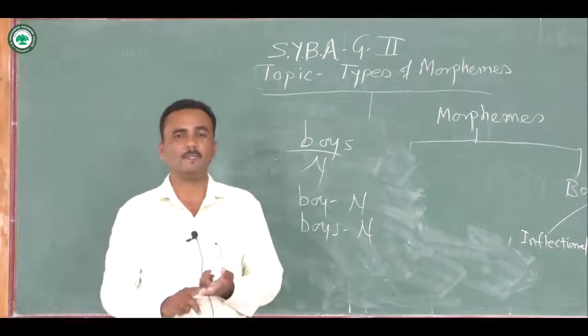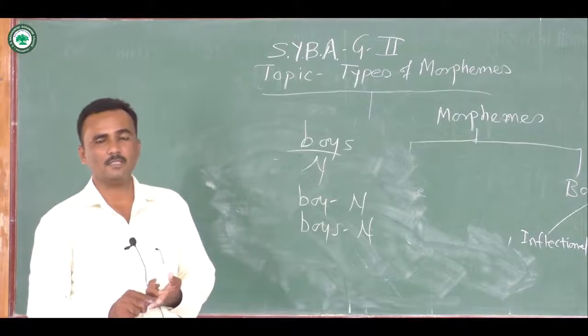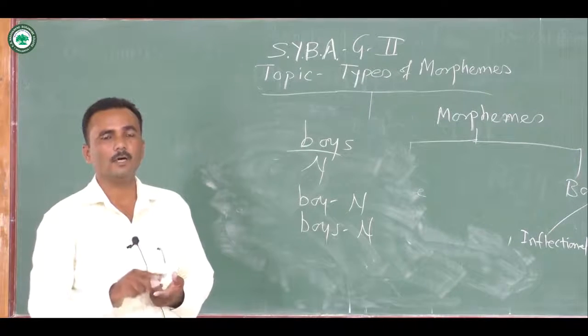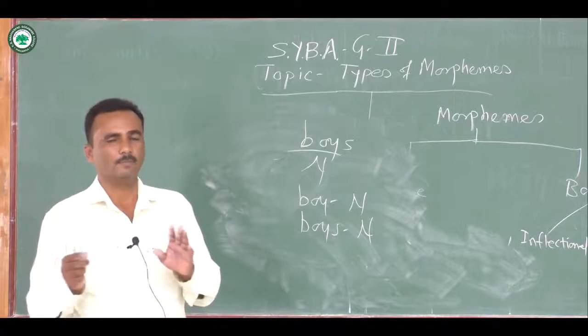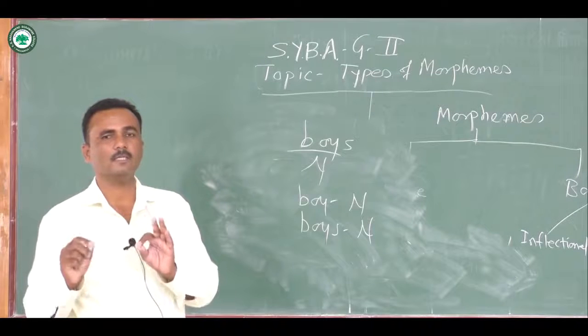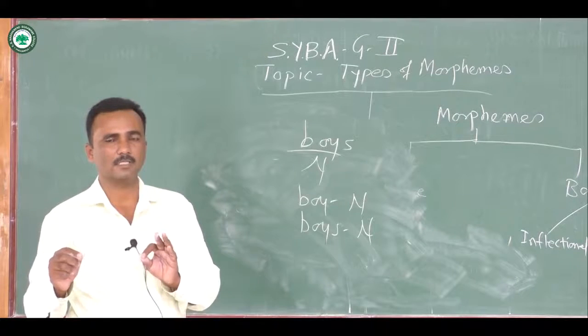In a derivational morpheme, the category or the class is changed, a verb can become a noun, a noun can become an adjective. But in an inflectional morpheme, the category remains the same, the class remains the same.